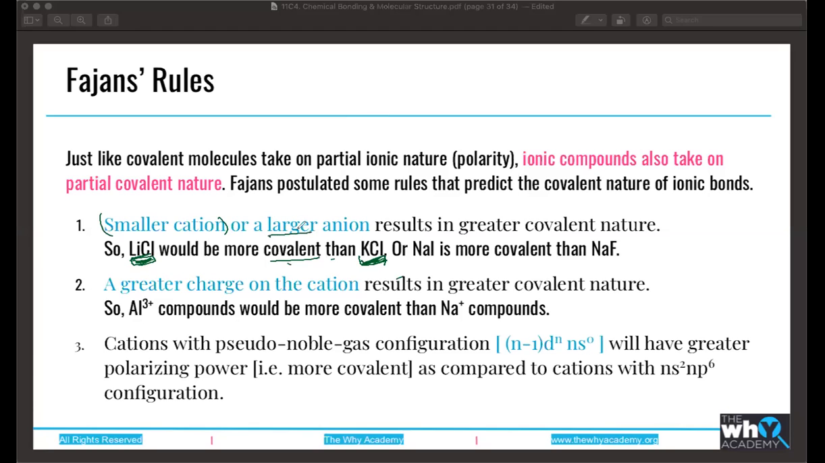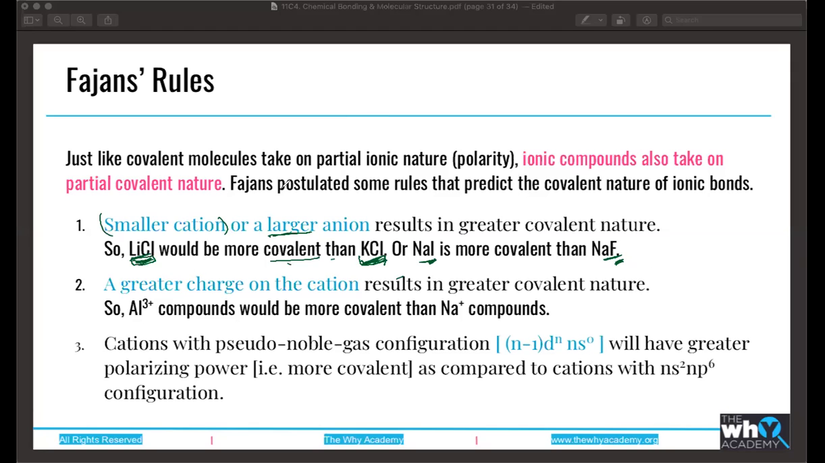Similarly, a larger anion results in greater covalent nature. If you're considering only the anion, iodide is larger than fluoride. So NaI has more of a covalent nature compared to NaF. Why is that the case?